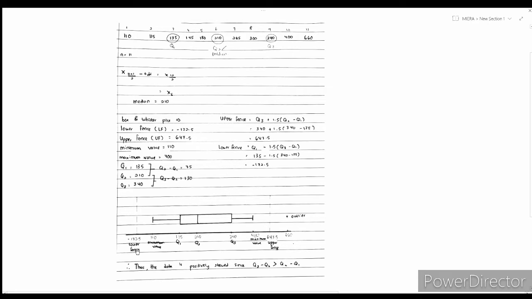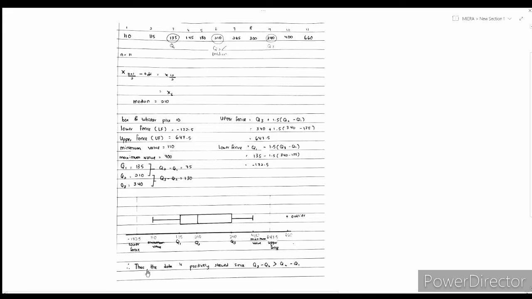So the lower fence is negative 172.5. The minimum value is 110. The first quartile is 135. The second quartile is 210. The third quartile is 340. And the maximum value is 400. For the upper fence, we find it is 647.5. After that, we get an outlier which is more than the upper fence, which is 660.